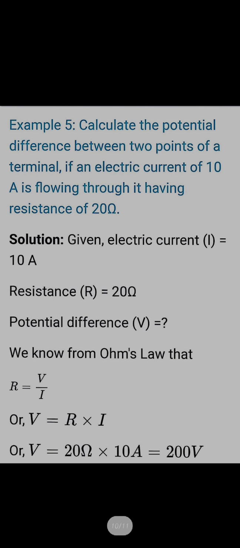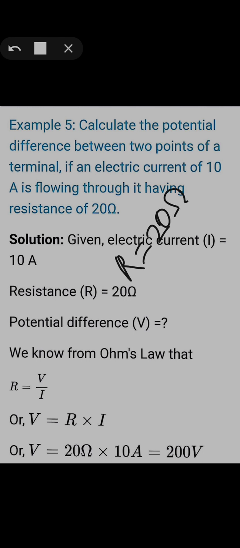Okay, calculate the potential difference between 2 points. That means we have to find out the value of V. If an electric current of 10 ampere is flowing through it having resistance of 20 ohm, means resistance is already given, that's 20 ohm. The potential difference V is not given because we have to find it, but V is equals to IR.